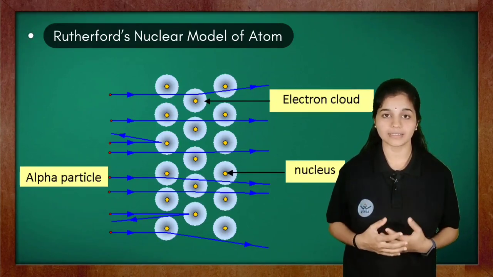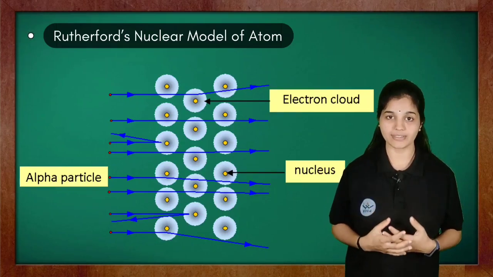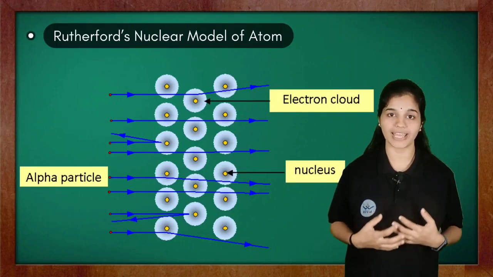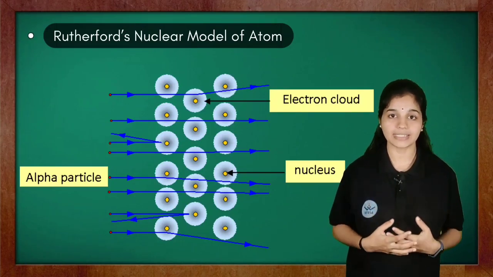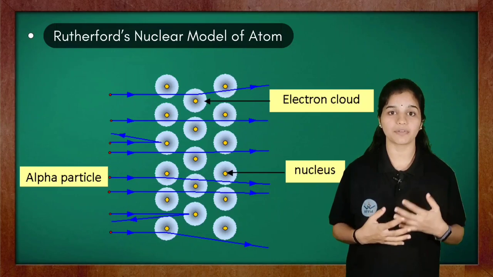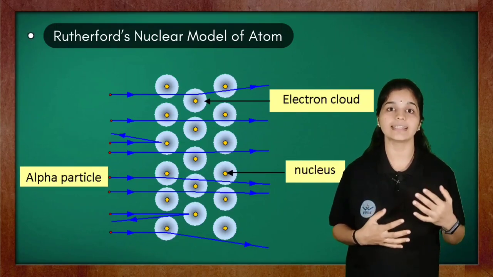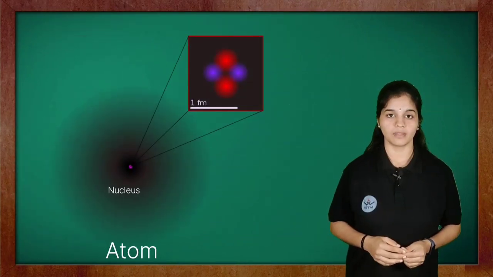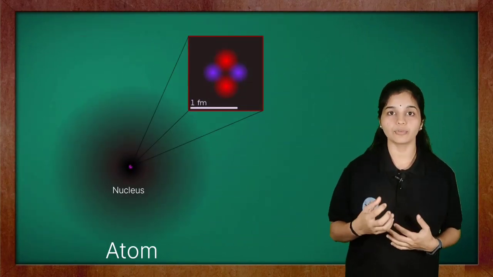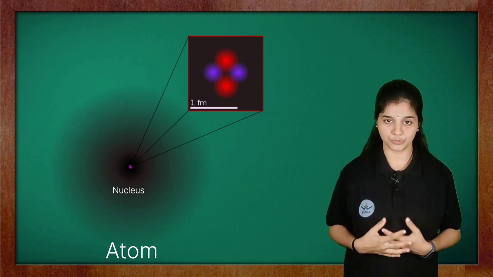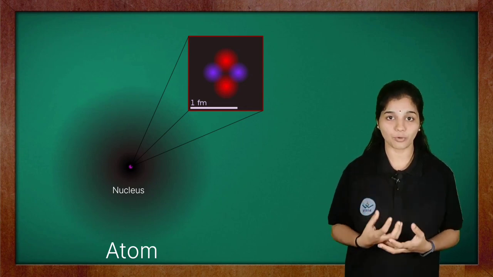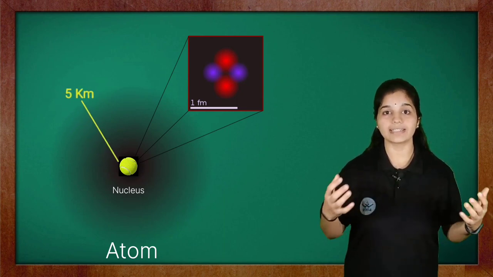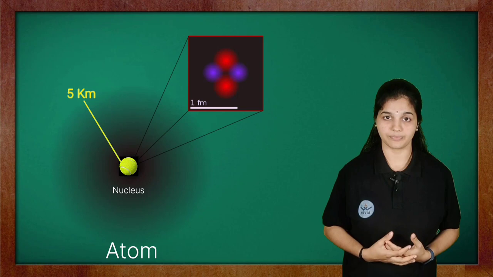Rutherford also calculated the volume occupied by the nucleus and he found that it was very much small compared to that of the volume of the atom. And he found the radius of the nucleus was about 10 to the power minus 15 meter, whereas the radius of the atom was 10 to the power minus 10 meter. If we want to visualize the size of atom as well as nucleus, we can imagine a cricket ball at the center of the stadium, and 5 kilometer would be the radius of the particular atom.